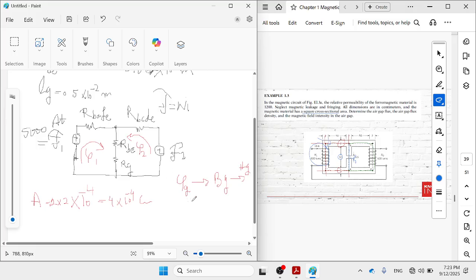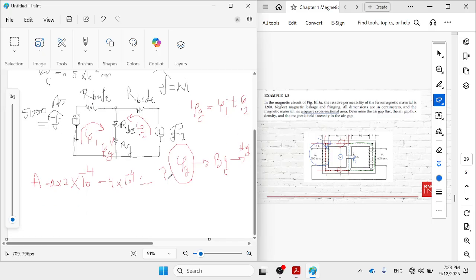Step one, we should find out the phi g. How can we find out the phi g? The phi g is very clear. The phi g is here. So what is the value of phi g here? Phi g here is equal to phi 1 plus phi 2, correct?